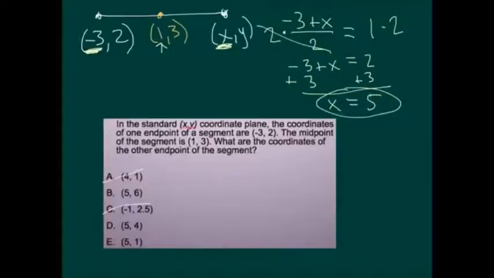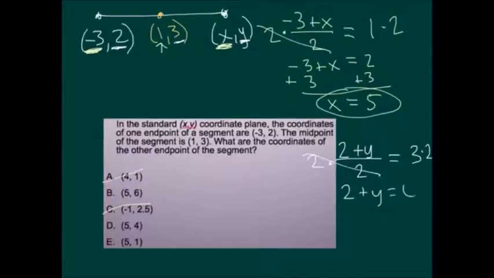Now we could do it in the same way. If you're a fan of this algebra, I'll do that right now. And if not, we'll talk about it in just a second, how else we can think about this. So if we average 2 and y, we should get 3. So (2 + y) divided by 2 should give us our midpoint y coordinate of 3. Multiplying both sides by 2, we'll get 2 + y = 6. Subtracting 2, we'll get y is 4. Therefore, our answer choice is D, (5, 4).